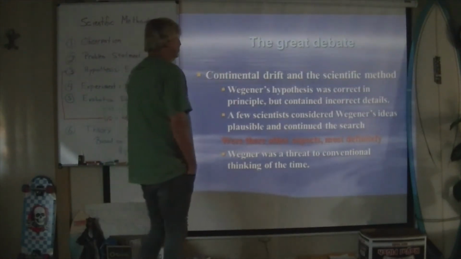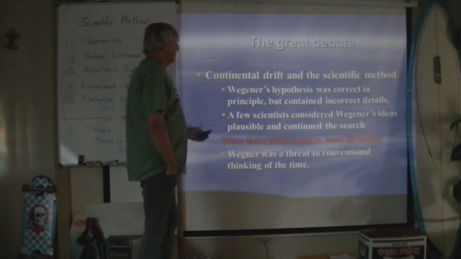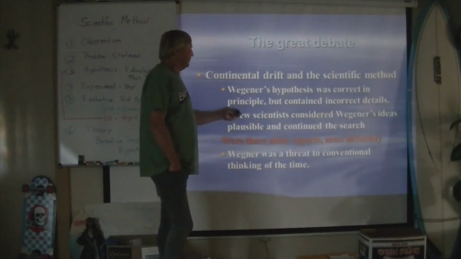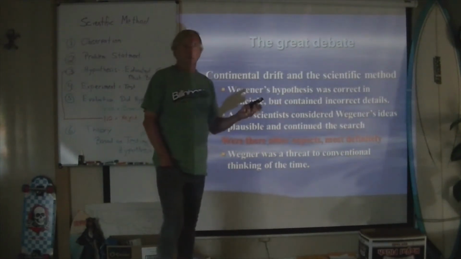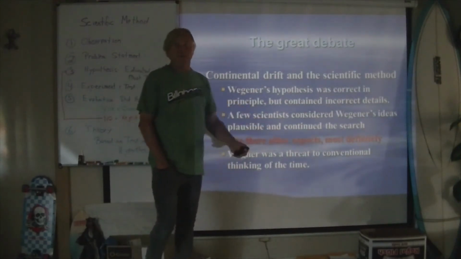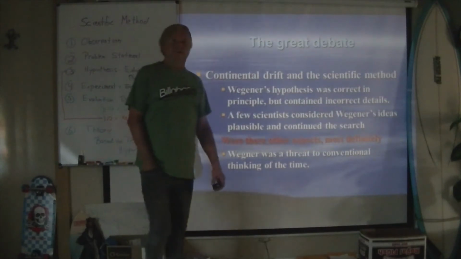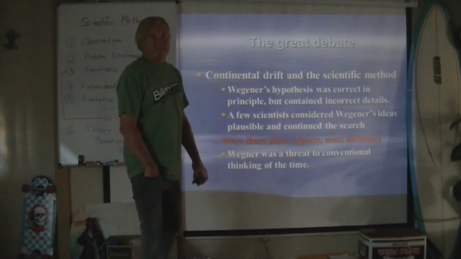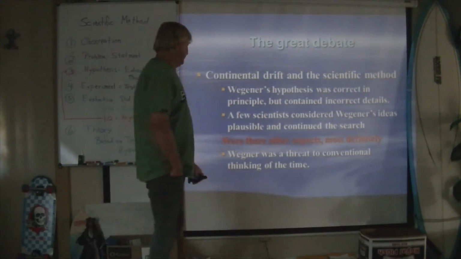So continental drift, the scientific method, Wegener's hypothesis was correct in principle. It did contain some incorrect details, and he did not have the ability in 1915 to map the bottom of the ocean. That's going to come later, when the United States Navy comes along and starts mapping the ocean floor, and they're going to discover paleomagnetism. They're going to discover seafloor spreading, and that the Earth consists of plates.